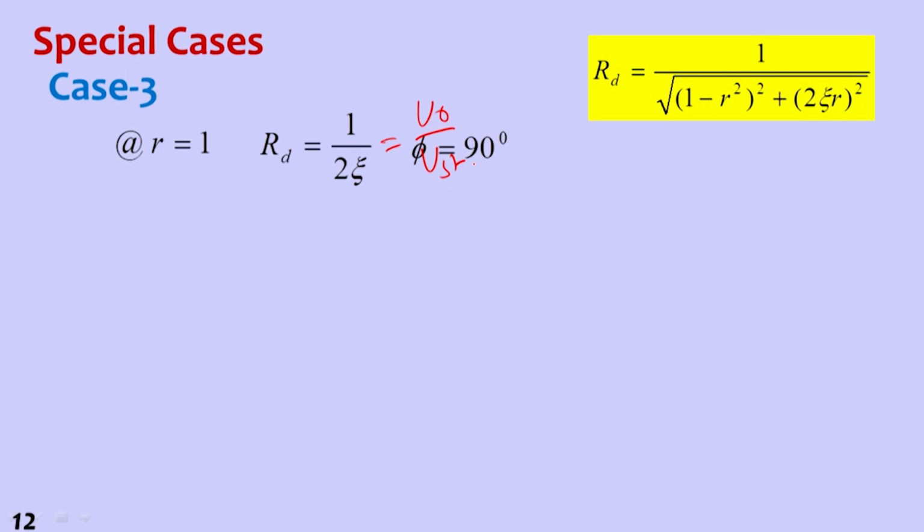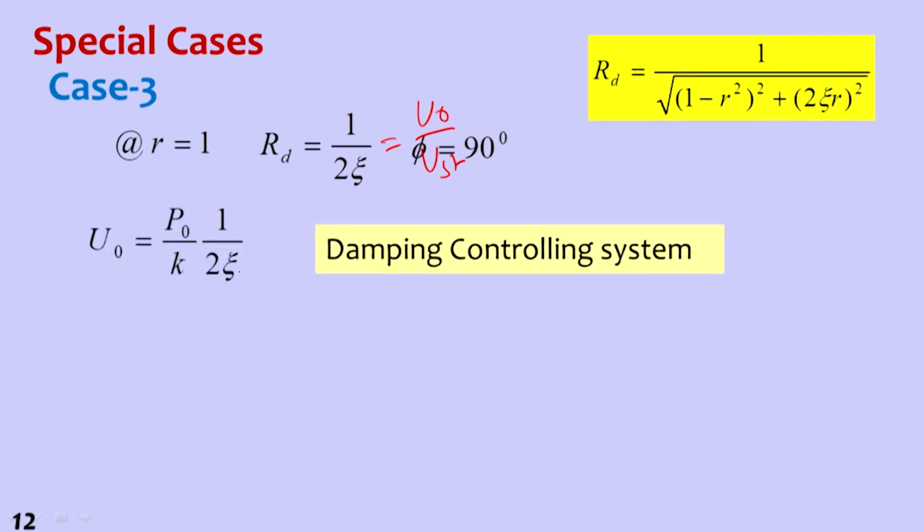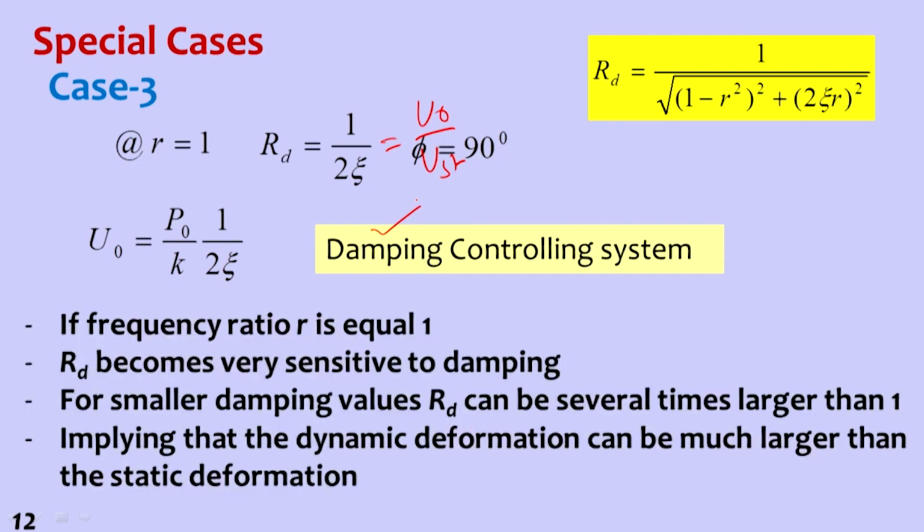That is the switching of location. So U0 is P naught by K into 1 by 2 zeta. Here zeta is the damping ratio, so we can say vibration is controlled by damping. If the frequency ratio equals 1, RD becomes very sensitive to damping, and for small values of damping, RD can be several times larger than 1, implying that dynamic deformation can be much larger than static deformation in this range.